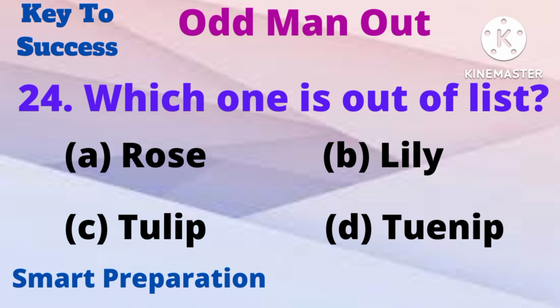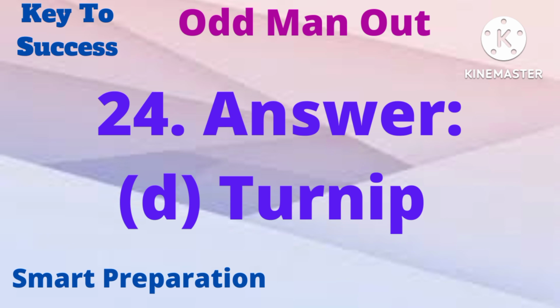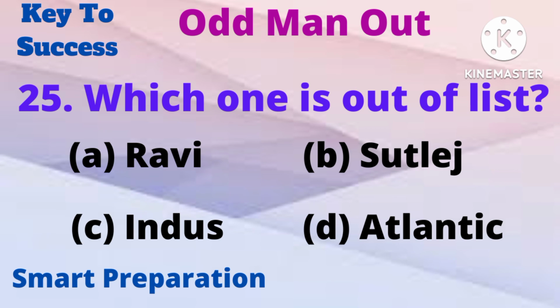Which one is out of list? A rose, B lily, C tulip, D turnip. Which one is out of list? A Ravi, B Sutlej, C Indus, D Atlantic.